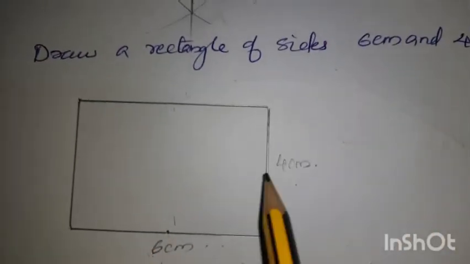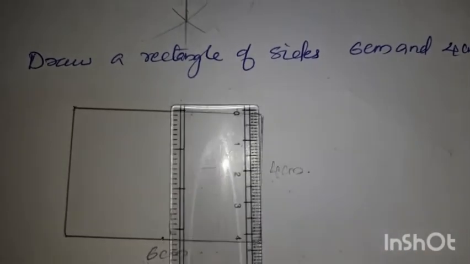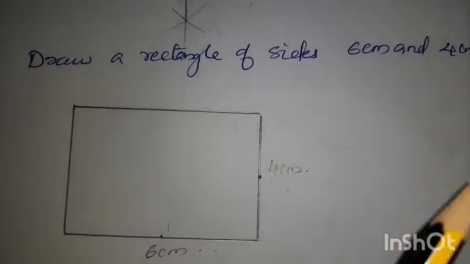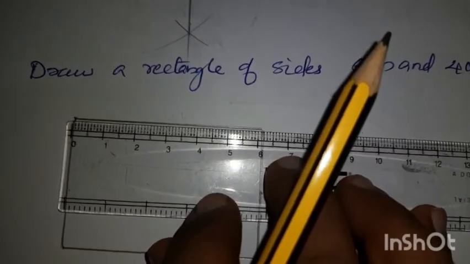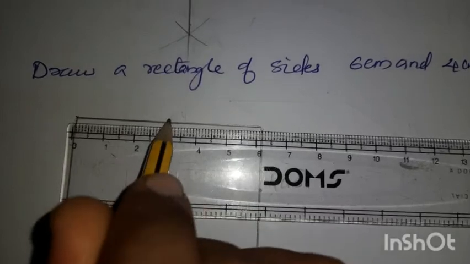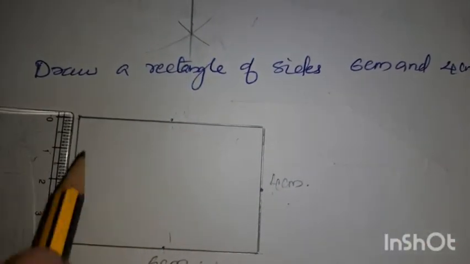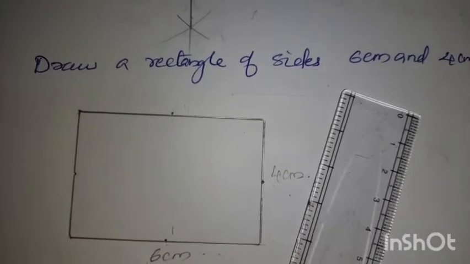Here it is 6 centimeter and 4 centimeter, that's why you can find out the midpoint easily. So 4 centimeter, the midpoint is 2. Here 6 centimeter is 3. Here also the midpoint is here. Then you have to join these midpoints. You will get a rhombus.